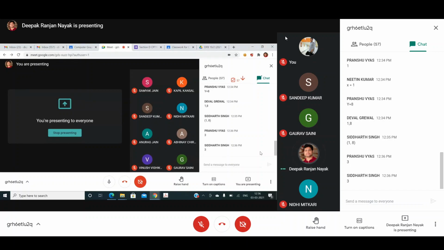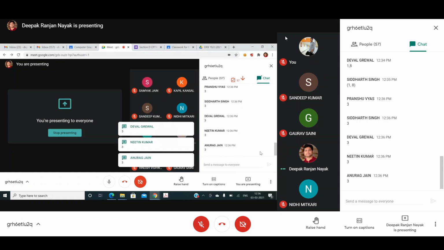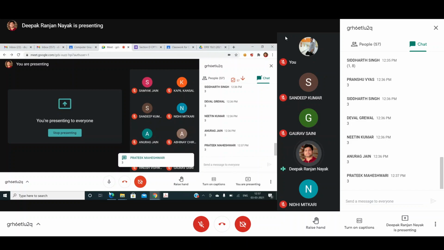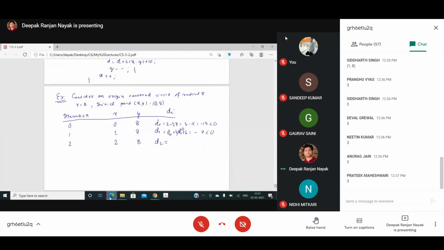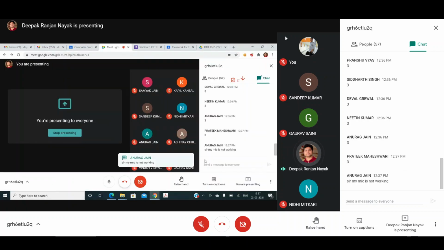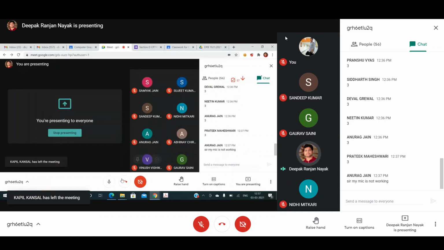There are only two answers in the chat box, by Pransu and Siddharth. So that means you are all getting the value 3. How did you get the value 3? Can somebody explain? Unmute the mic and explain. Anurag, you can unmute the mic and explain. How did you get the value 3? My mic is not working. Okay, fine. Nitin, you can explain.